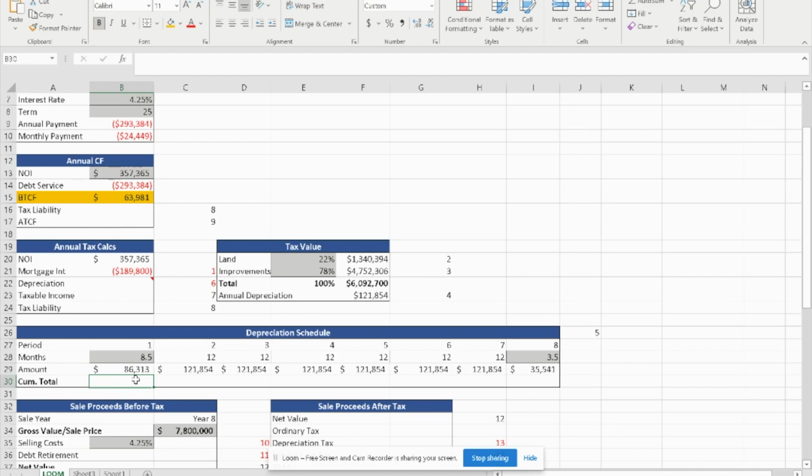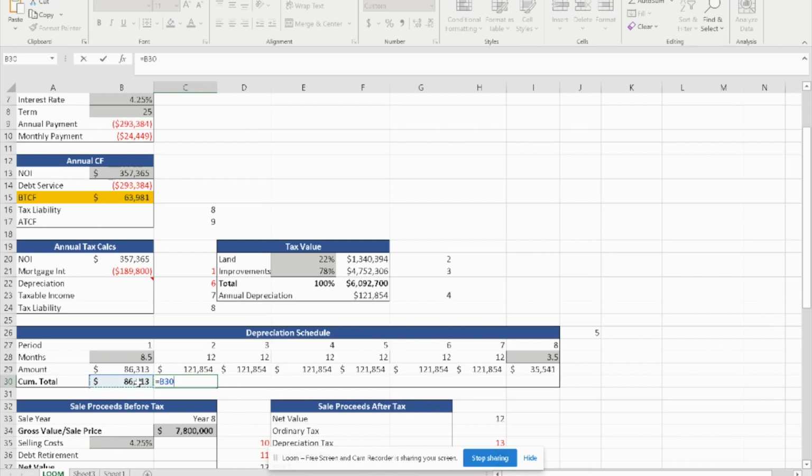And the cumulative depreciation for year 1 is going to be 86,000. For years 2 through 8, it's going to be the previous year plus the current year. So this formula is going to be very simple.